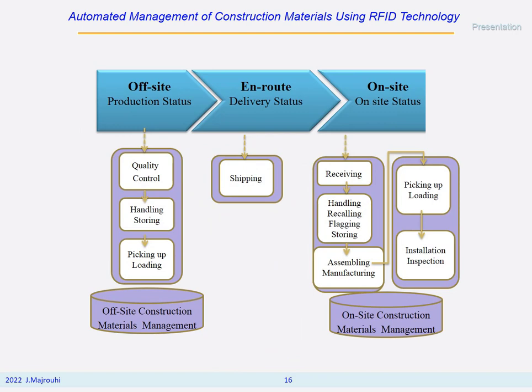Offsite production status from creating or manufacturing, quality control, handling and storing, picking up and loading are called offsite construction material management, and on-site status from receiving to installation inspection is called on-site construction materials management.